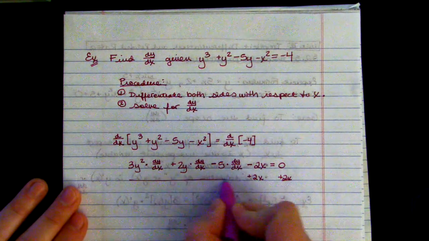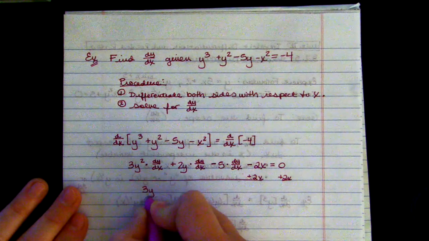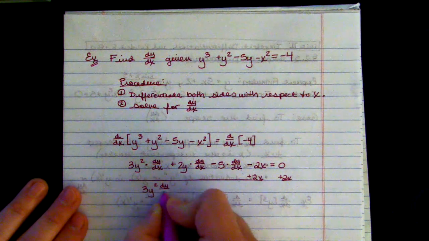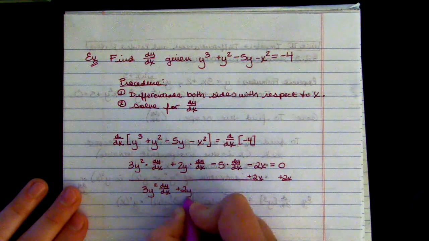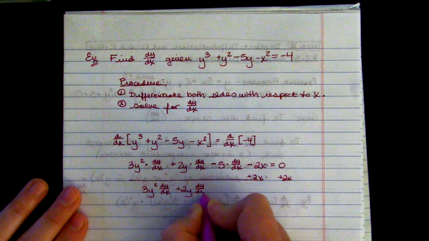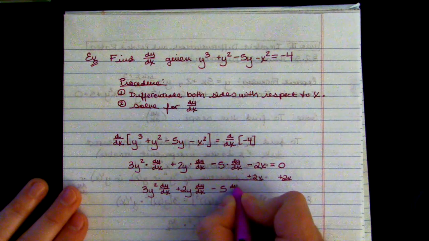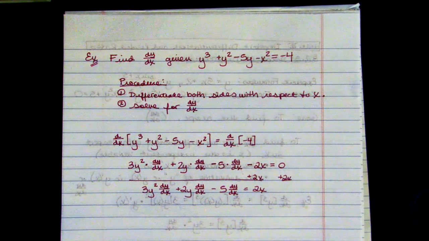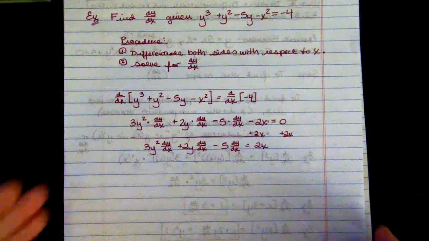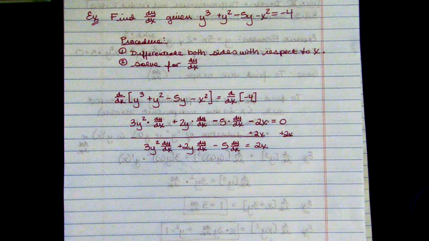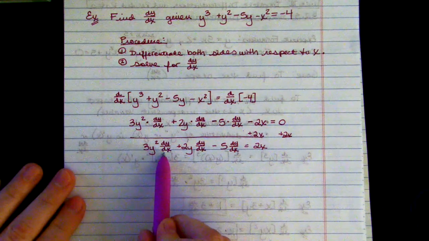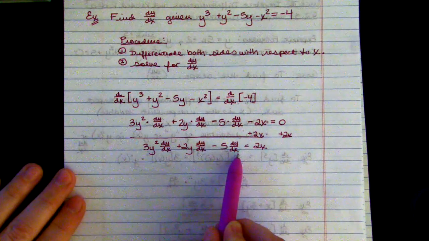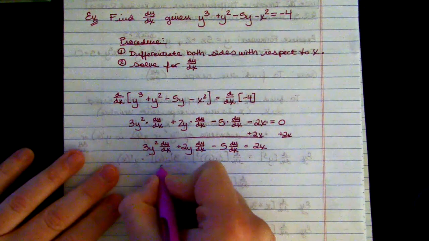Which is going to give me 3y squared dy/dx plus 2y dy/dx minus 5 dy/dx equals 2x. The reason I did that is because now each term here has a dy/dx in it, and I can go and factor out the dy/dx.